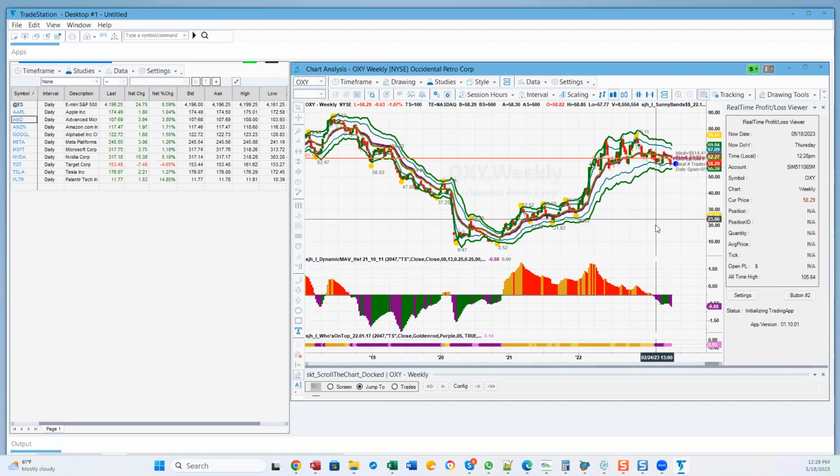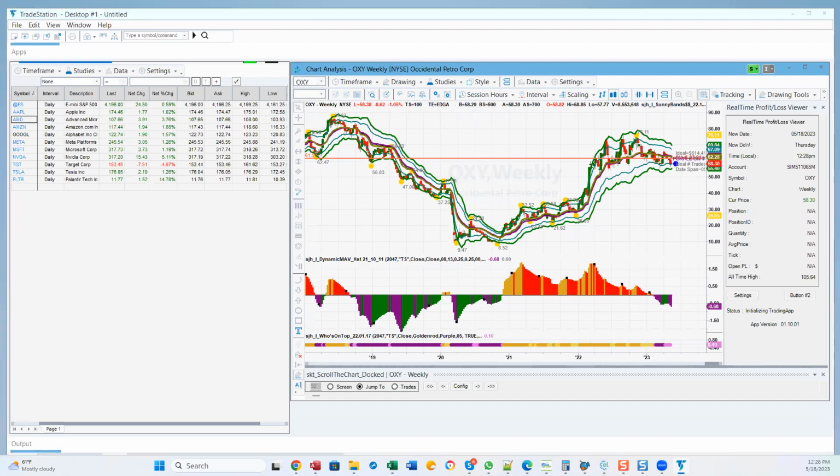Okay. And you can see on the histogram, we've got red that brought it down under the line to purple. Then we had some green because we had a little buying going on. And now it's solid purple again and getting longer. So we do have further down to go, in my opinion. In my humble opinion, as they say.